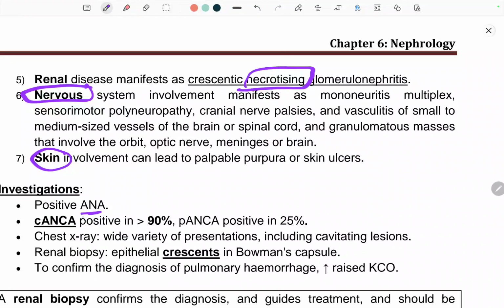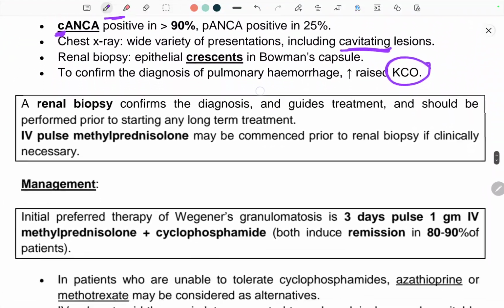Investigations are positive for C ANCA. In Goodpasture syndrome it is P ANCA. Here it is C ANCA. More than 90% of cases are C ANCA positive, P ANCA only 25%. Chest X-ray shows a wide variety of presentations including cavitating lesions because it is necrotizing. Renal biopsy shows epithelial crescents in the Bowman capsule. To confirm pulmonary hemorrhage, raised KCO is seen.